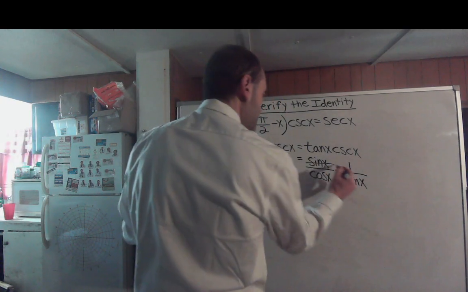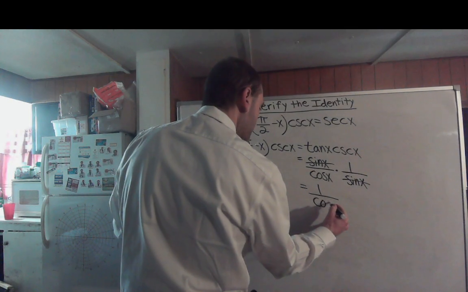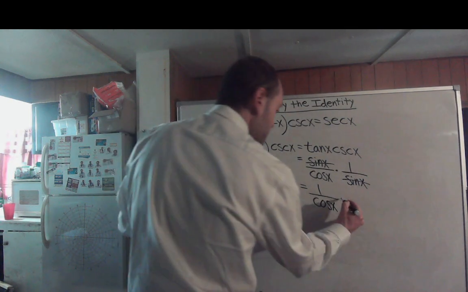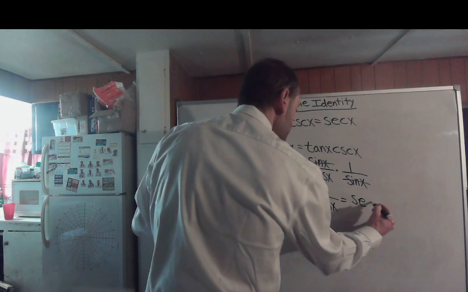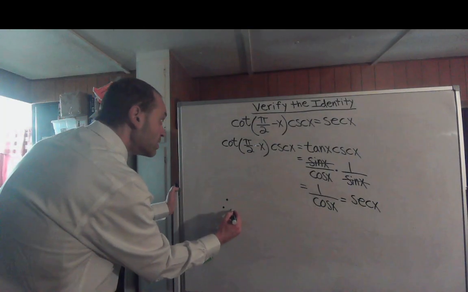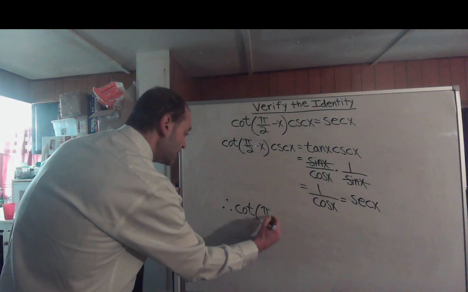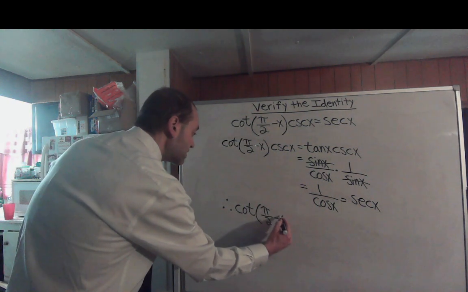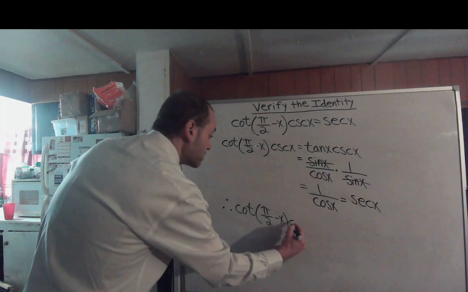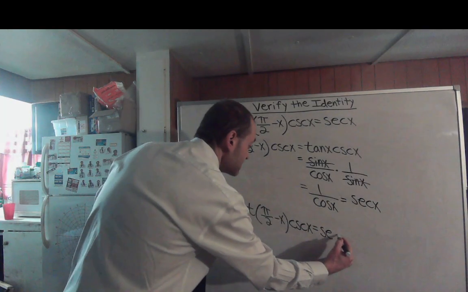Well, your sines cancel out. You'd be left with 1 over the cosine of x, which we know to be the secant of x. So therefore, the cotangent of pi over 2 minus x times the cosecant of x equals the secant of x.